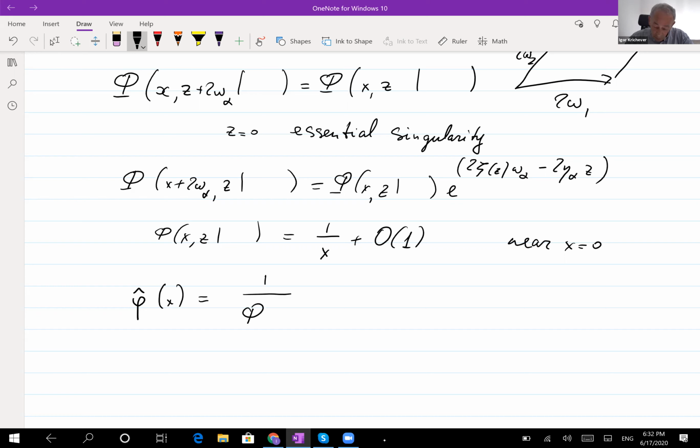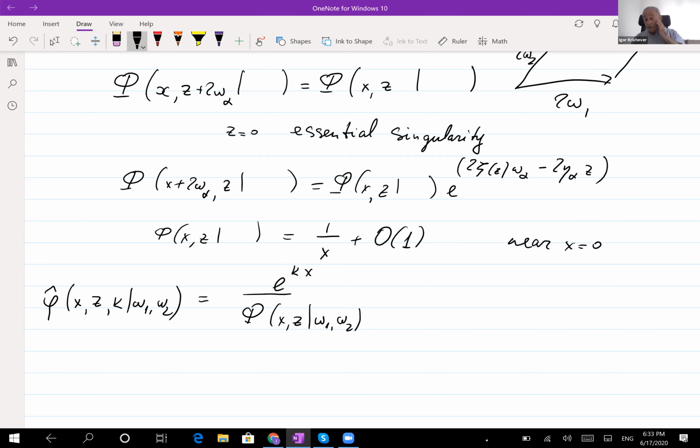1 over phi of x, z, omega 1, omega 2, e to the power k x. So we have a family of formal series that depends on z, e, omega 1, and omega 2. And by definition, any such series defines a genus, and that is called generalized elliptic genus.